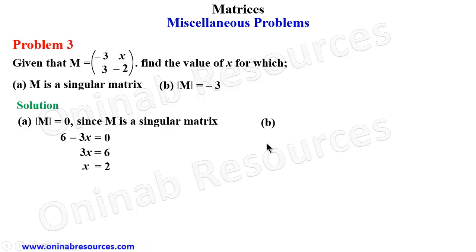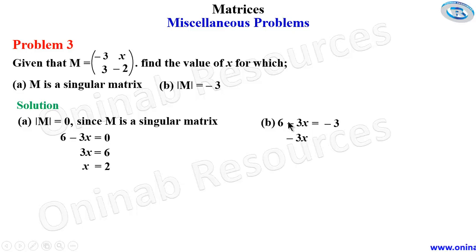And for B, we are told the determinant is negative 3. So this is the part that is the determinant. So we have it and equate it to negative 3. Then we have negative 3x is equal to negative 9. And x is equal to 3. And that's all for problem 3.